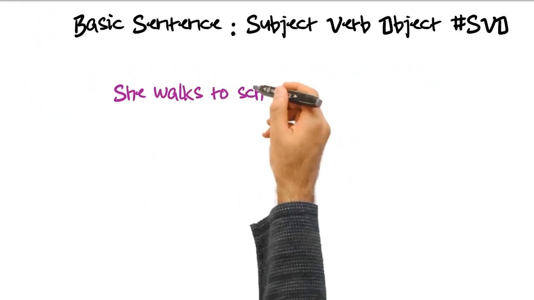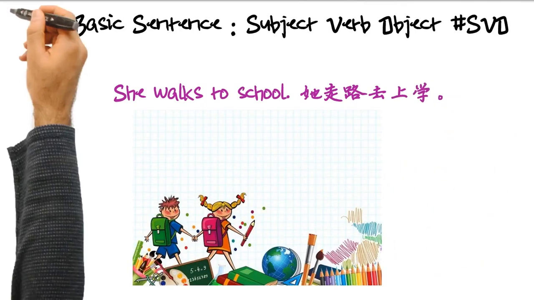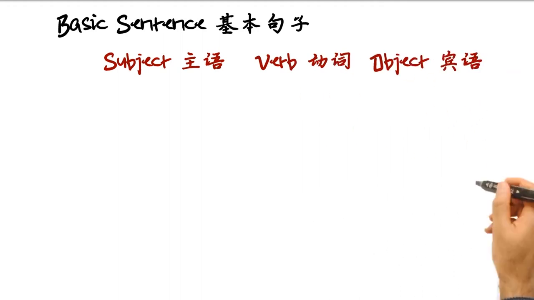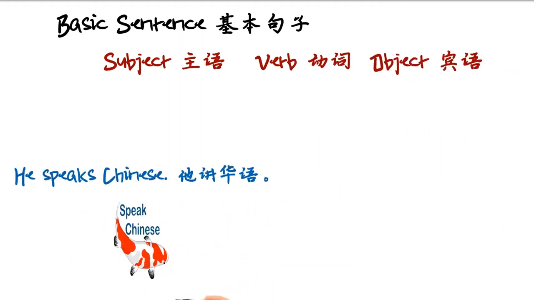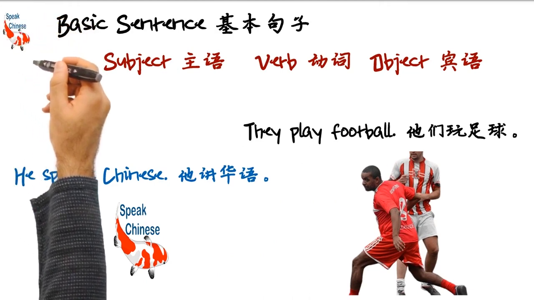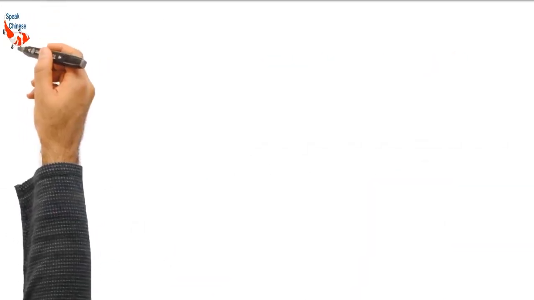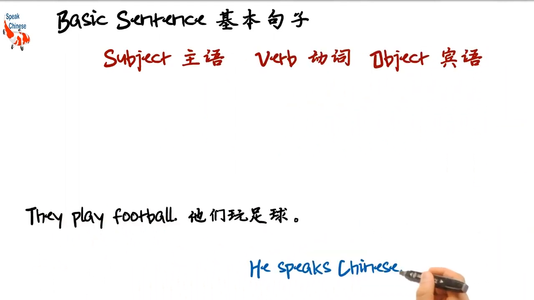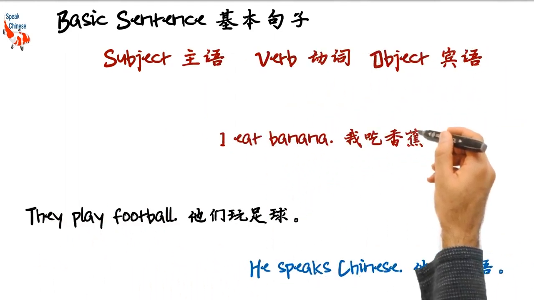Here are some other examples. She walks to school. He speaks Chinese. They play football. You can easily form a Chinese sentence simply by translating each English word in the subject, verb, and object components.